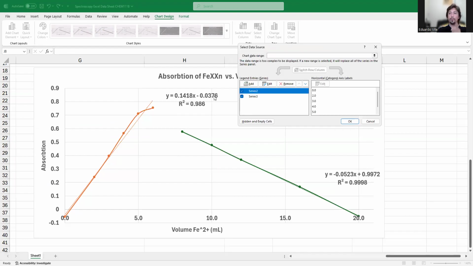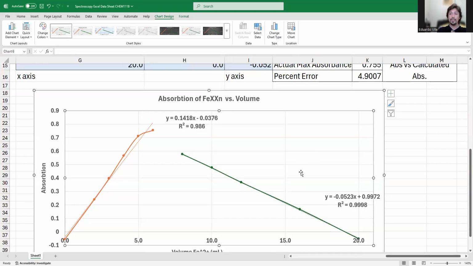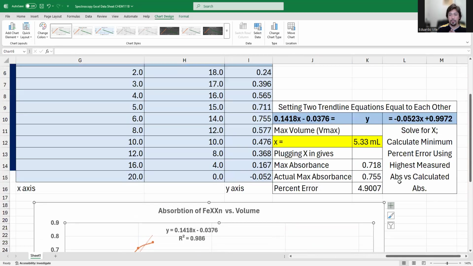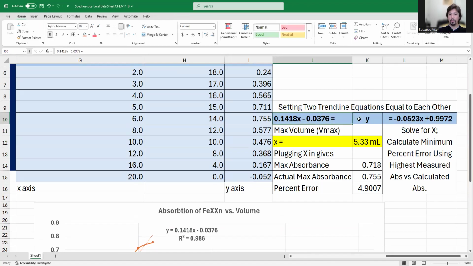The equation from the trend line equals y. You see y equals, let me see over here, we have this trend line right here. y equals 0.1418x minus this. Over here I have another trend line that also equals y. Both of these equations are part of the same system, so we can set them equal to each other. And so that's what I did over here. I set the two trend line equations equal to each other.